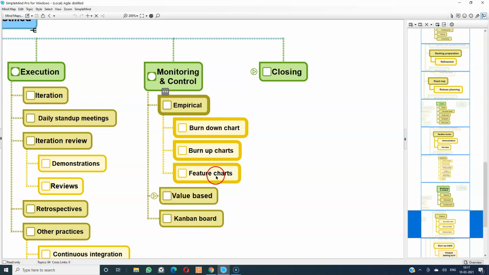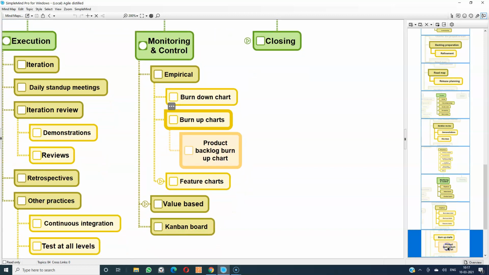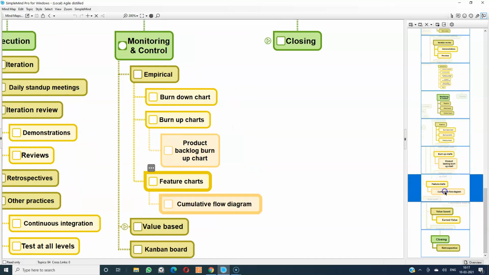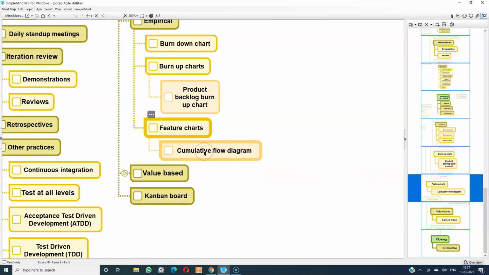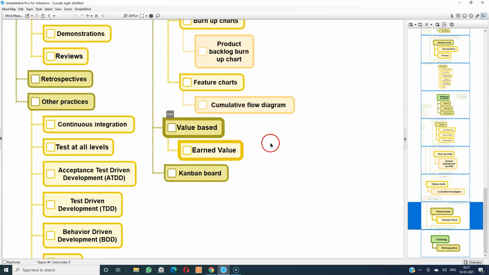Then we have burn up charts and feature charts. In burn up charts we have product backlog burn up charts. Then feature charts, under that the common one is the cumulative flow diagrams. And value based, earned value management, or the S-curves of earned value, can be used very effectively in Agile, and many teams are using them successfully. And we have the Kanban board as well to track the progress on to be done, being done, and done kind of thing.